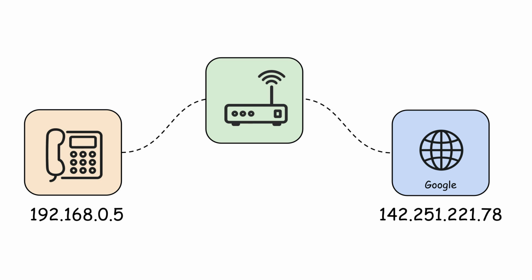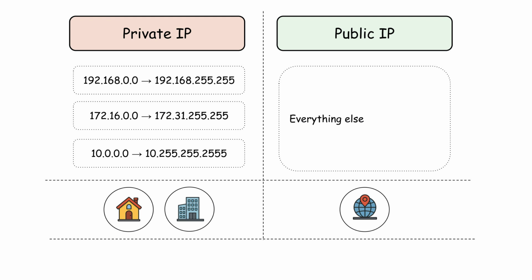They're like street addresses. Your phone might be 192.168.0.5 and Google 142.251.222.78. Some IP addresses are private, used in homes and offices. Others are public, used across the internet. Your Wi-Fi likely gives your device a private IP address.